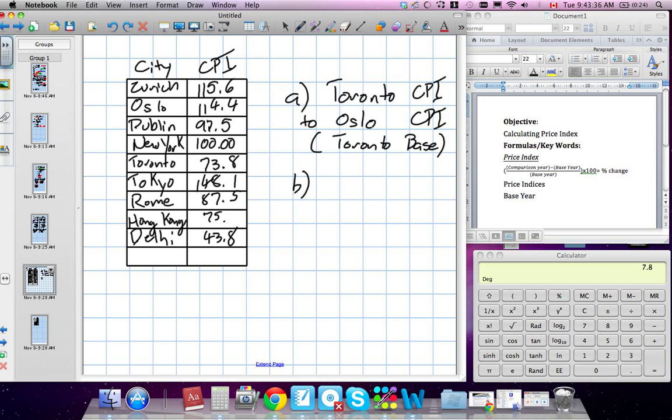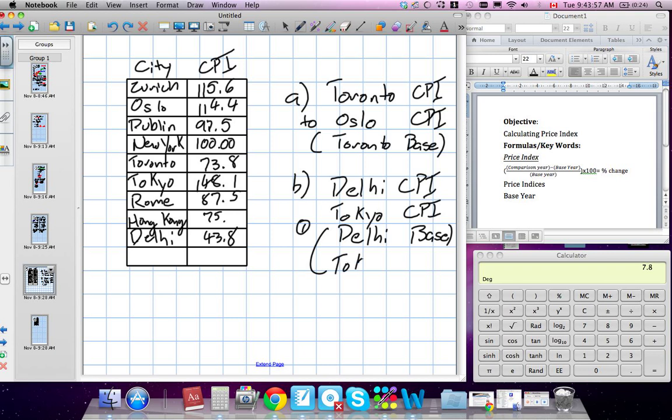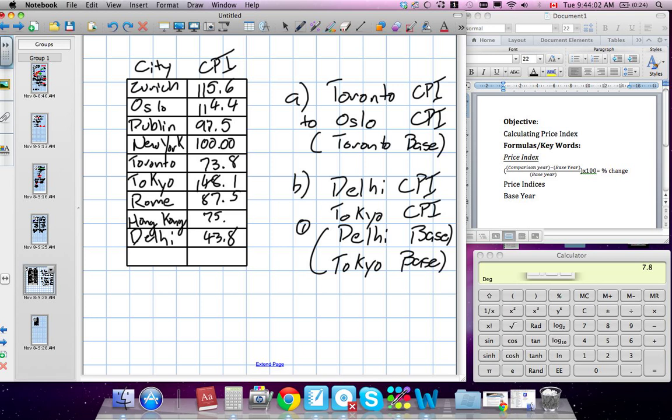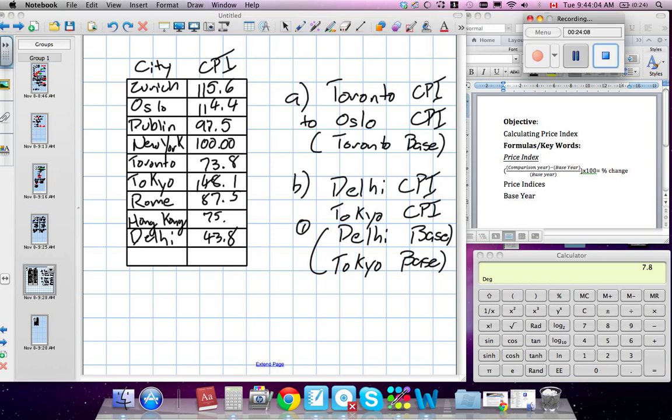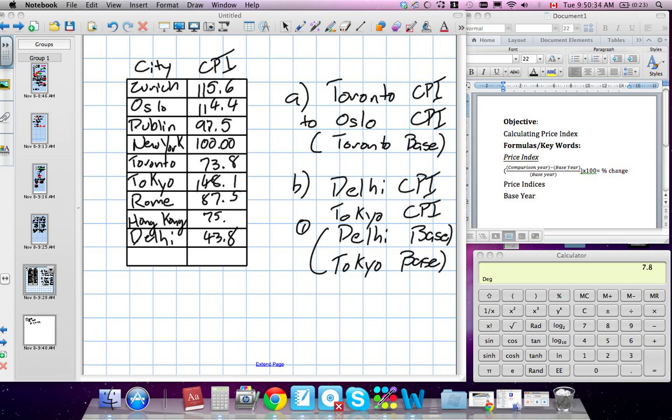For B, I want you guys to compare Delhi CPI to Tokyo. And I want you to use both. One as your Delhi as your base. So I'll call that part one. And the other one, I want to use Tokyo as your base. So give that a try right now.